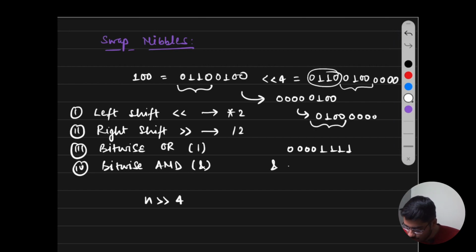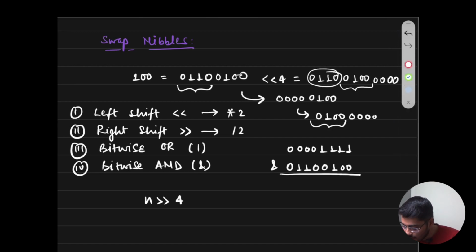That is 100 over here. So if we AND 0, 1, 0, 0, 1, 0, 0, what will we get as output? We'll only get those bits set which are 1 in both of them. And since our last 4 bits are set, we'll only get those bits set in the output which are set in the input. Makes sense, right? Try to understand clearly. Here all the 4 bits are set, and since we are doing binary AND, our output will have only those bits set which are set in the input.